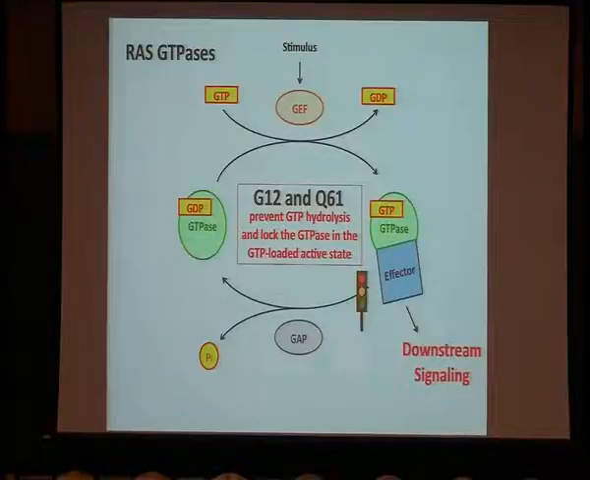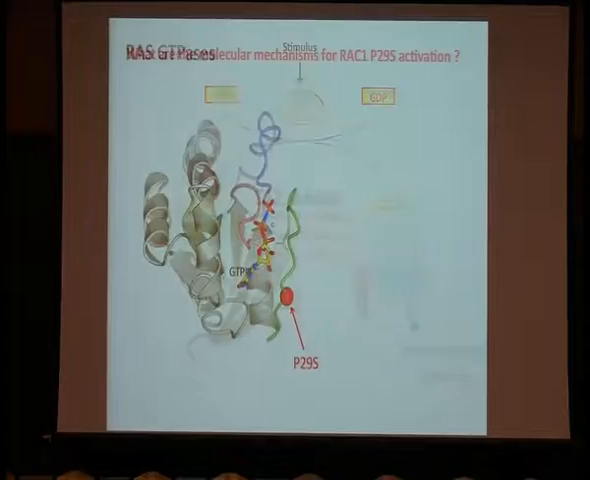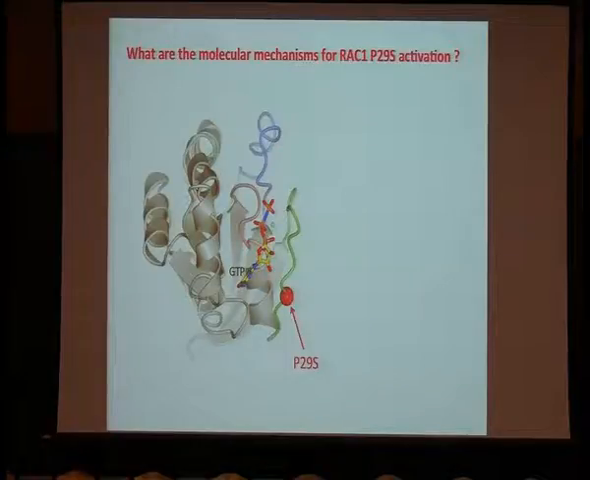So the GTPase is unable to be activated by GTPase activating protein. So the big traffic lights are stopped, and you have an increase in downstream signaling because the GTPase can't get back to the off conformation. So what are the molecular mechanisms of the P29S mutation in RAC?